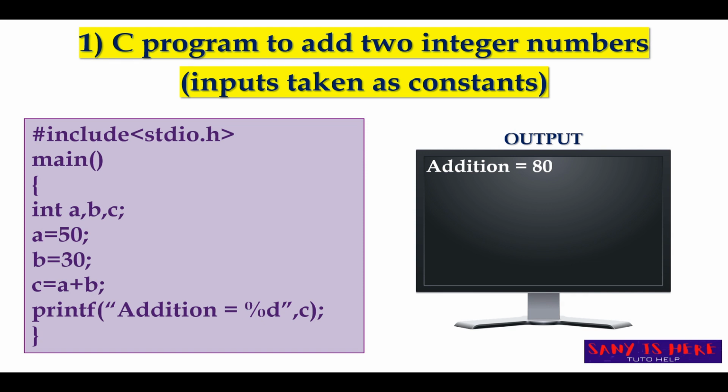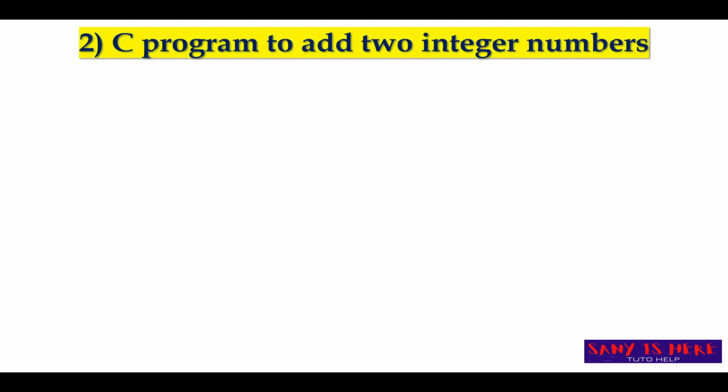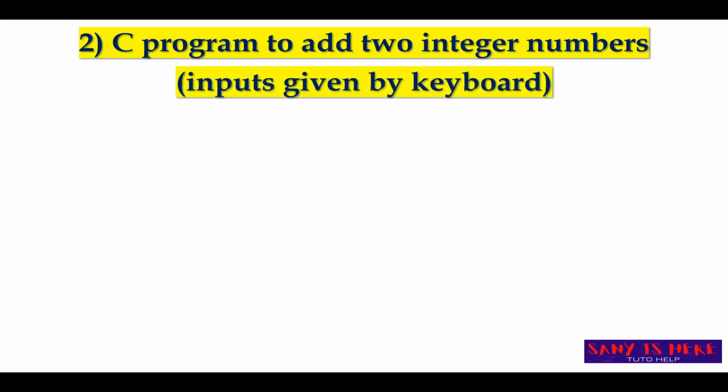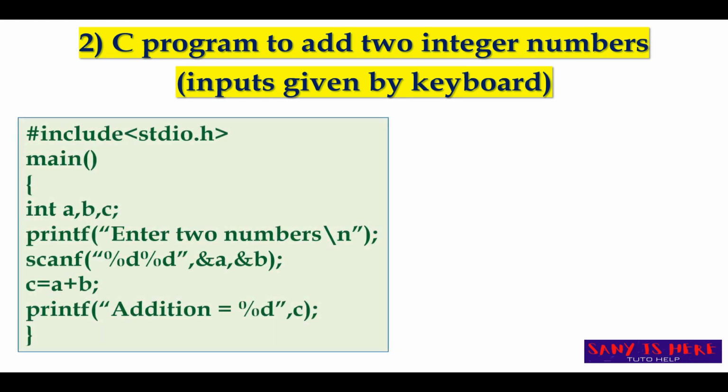Let us see, the same program can be written by typing different values from the keyboard. That is, C program to add two integer numbers, inputs given by keyboard according to the user's interest. Earlier we have taken constants 50 and 30. Now you can give whatever value you want during the execution of the code. This is the way to write that code.